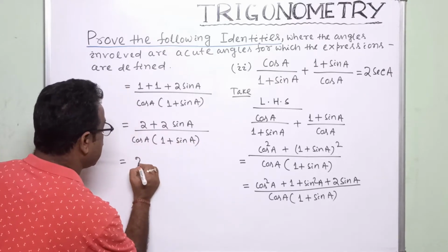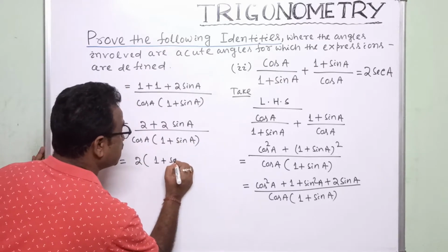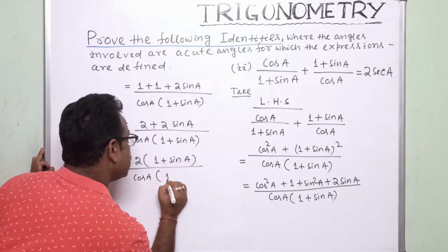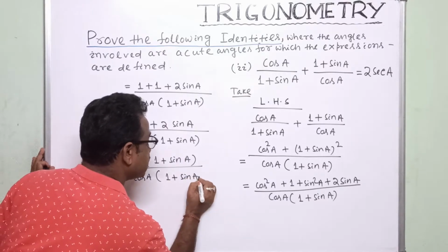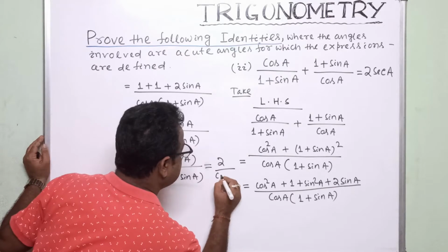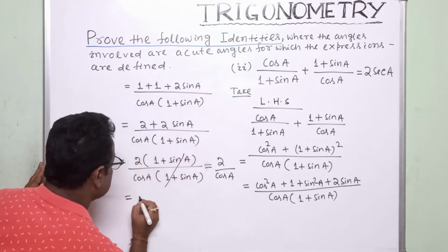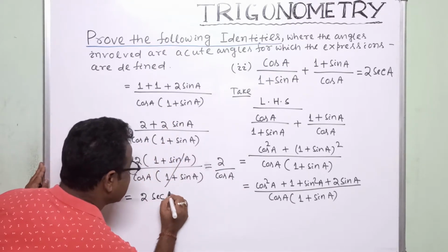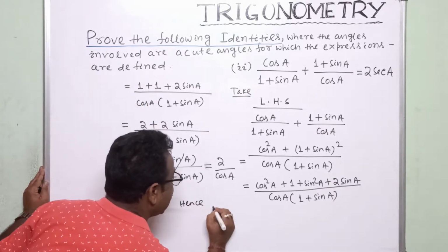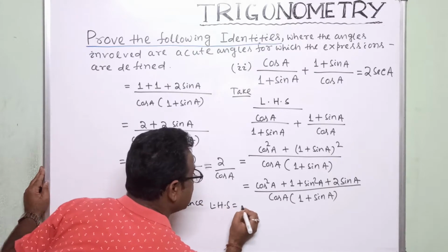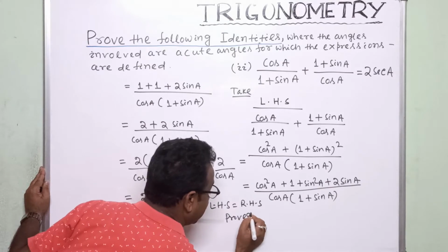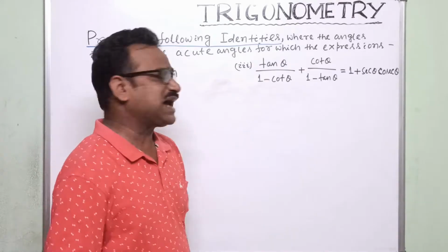That is equal to 2 common, (1 plus sin A) by cos A into (1 plus sin A). So this is cancelled. That is equal to 2 by cos A, which is equal to 2 sec A, because 1 by cos A is equal to sec A. Hence LHS is equal to RHS. Proved.